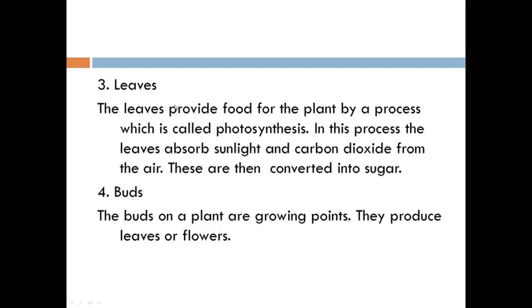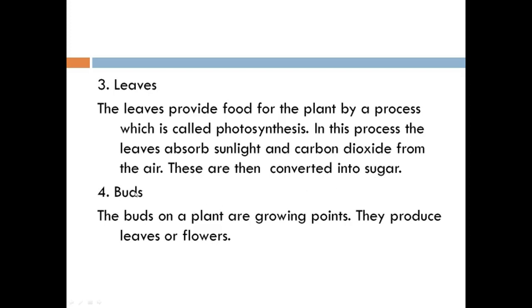The leaves provide food for the plant by a process which is called photosynthesis. In this process, the leaves absorb sunlight and carbon dioxide from the air. These are then converted into sugar.